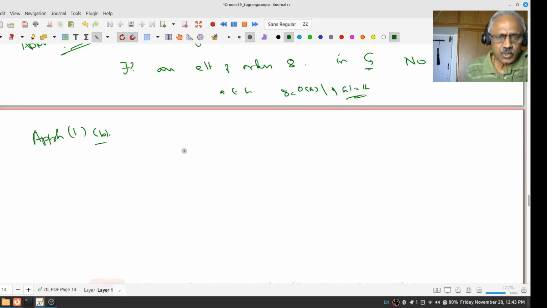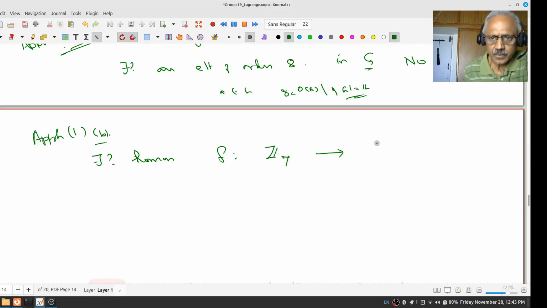Suppose I want to know whether there exists a group homomorphism f from, let us say, Z7 into a group of order 24.